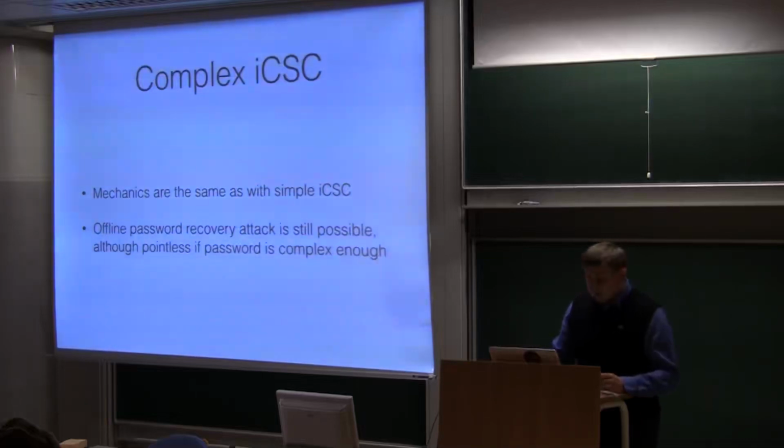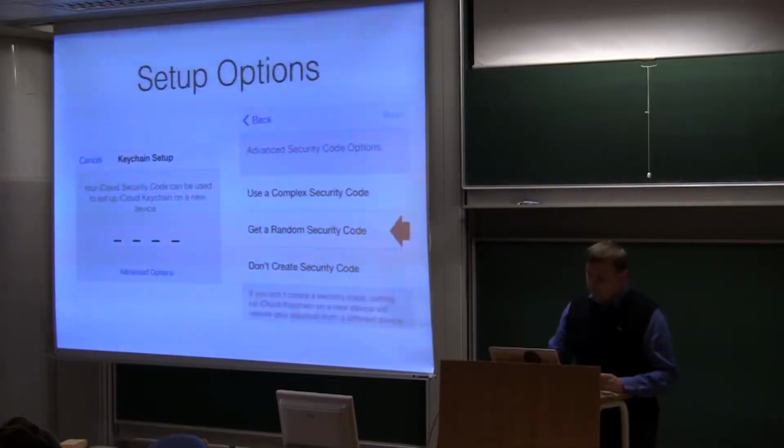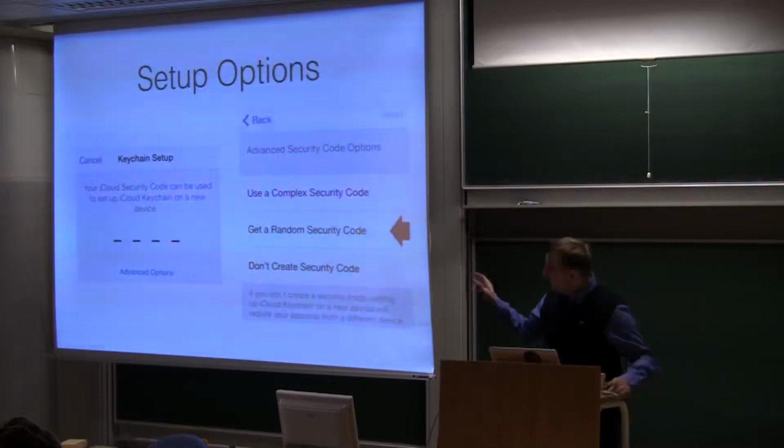The passwords are apparently more complex, but again, the attack is still possible because we have data stored in the escrow service. Get random security code. This is the third option.